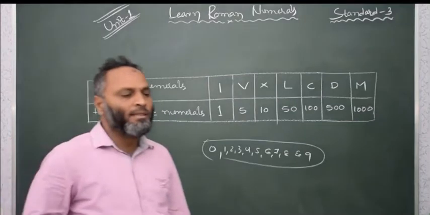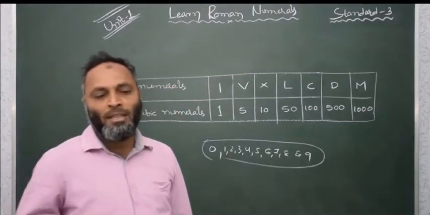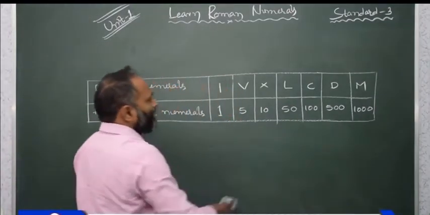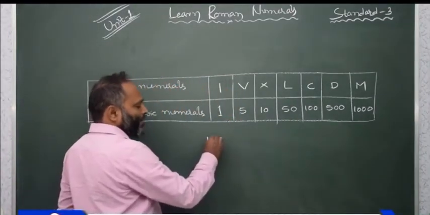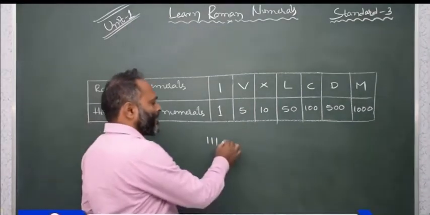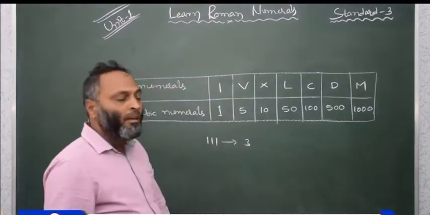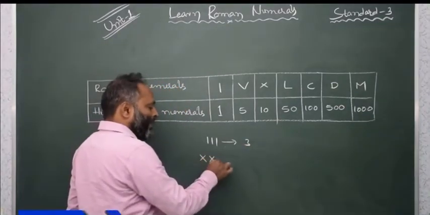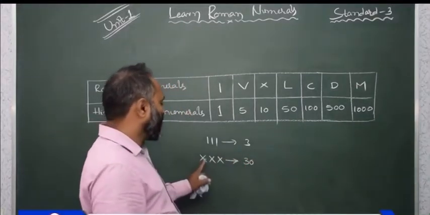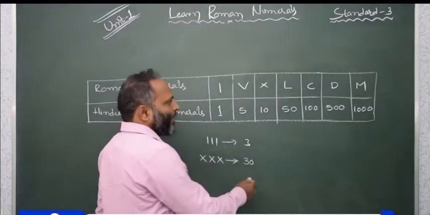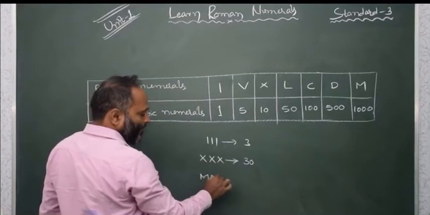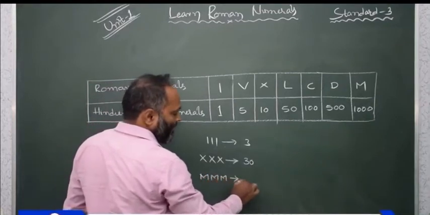Sometimes the Roman numerals repeat. How do they come? Suppose I repeats 3 times, it represents 3. If X repeats 3 times, then it is 30, because 10 plus 10 plus 10 is 30. And if M repeats 3 times, that is 3000.